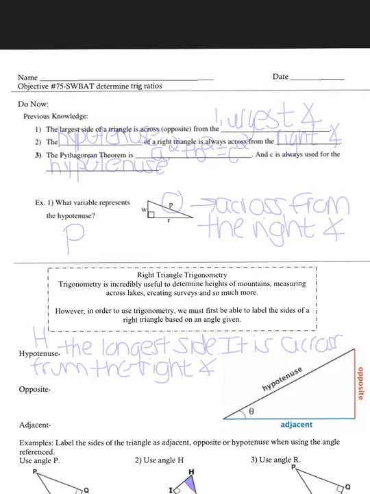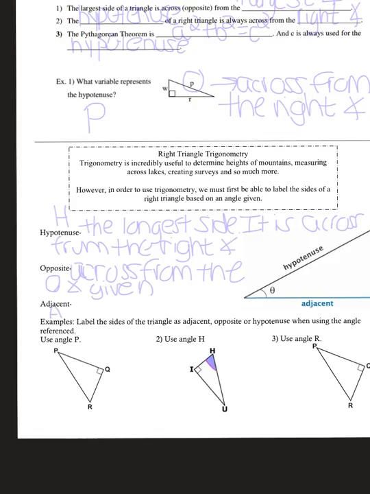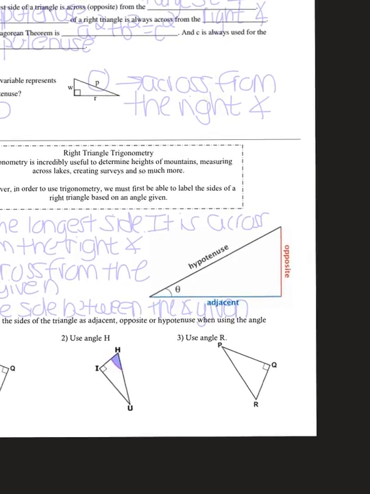Okay, now the next one is opposite. So we use O for opposite. Opposite is always across from the angle given. Now the adjacent, that's the letter A. That one is always between the angle given and the right angle. So, the side between the angle given and the right angle.